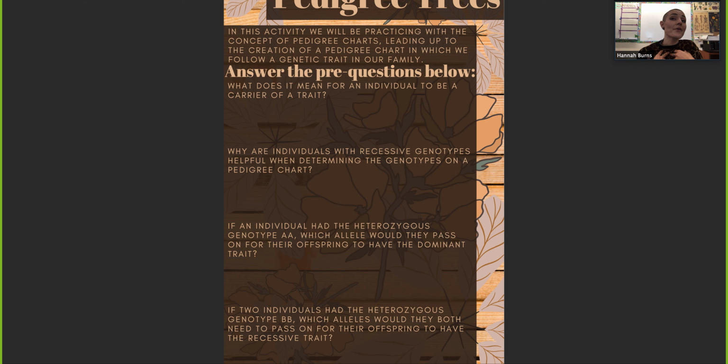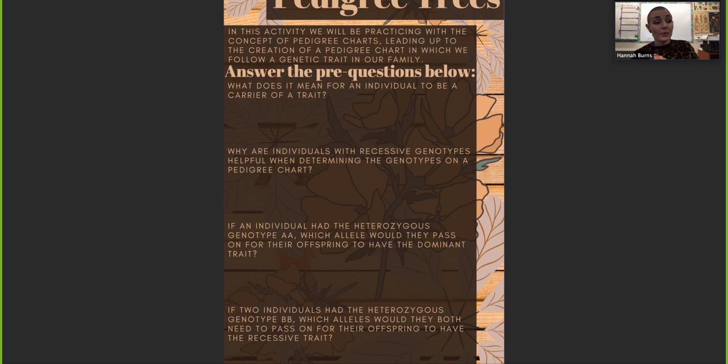If I have a heterozygous genotype, for example, for eye color, I have one allele for brown eyes, which is dominant, and then one allele for blue eyes, which is recessive. I then am a carrier for the recessive trait. It's not shown in my phenotype because I have brown eyes, but I do carry the allele, so I can pass it on to another generation.